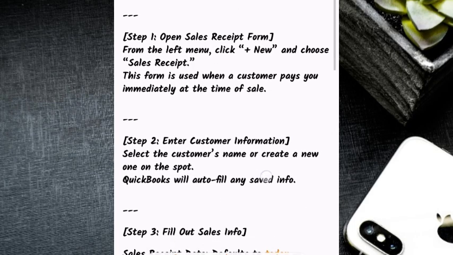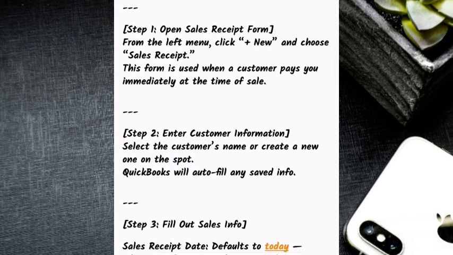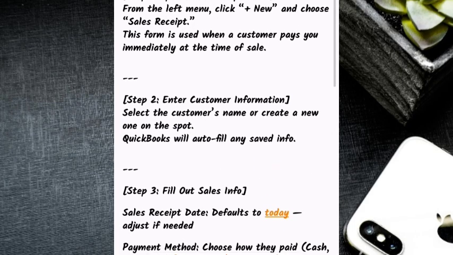The first step is to open the sales receipt form. From the left menu, click the plus New and choose Sales receipt. This form is used when a customer pays you immediately at the point of sale.